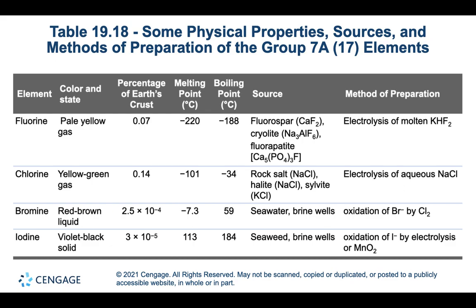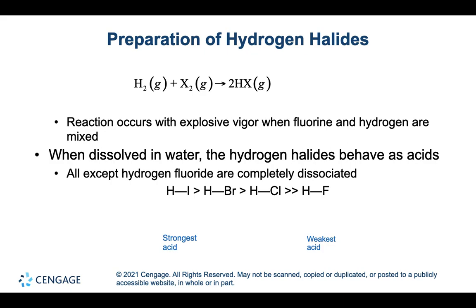Here's again the description of these elements and how to make them from their compounds. Some of their reactions: they react with hydrogen to make HX: HF, HCl, HBr. Fairly explosive because the HX bond is typically stronger than the H2 or the X2 bond. Dissolved in water, these are going to be acids, the strongest of which will be HI, and the weakest of which is HF.